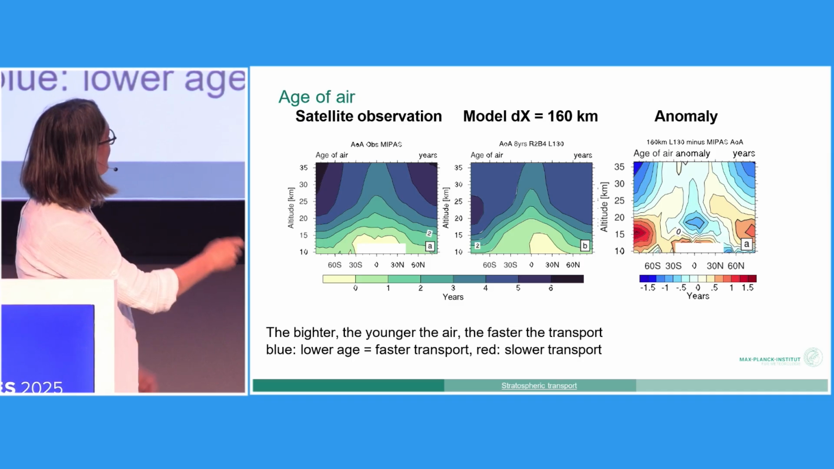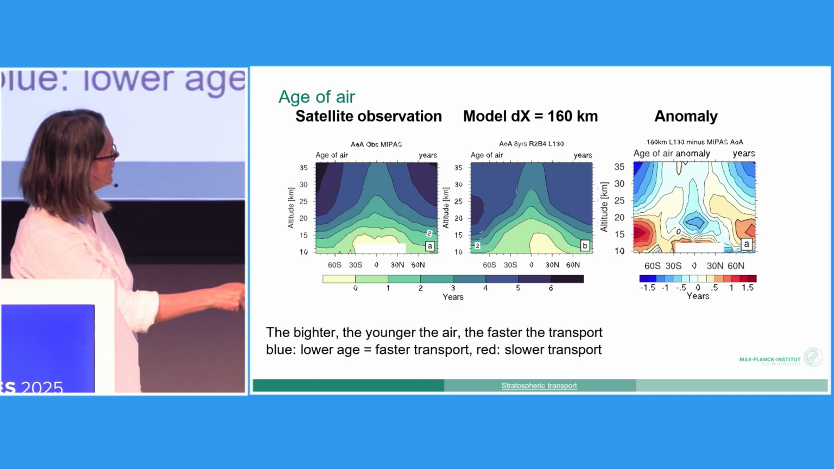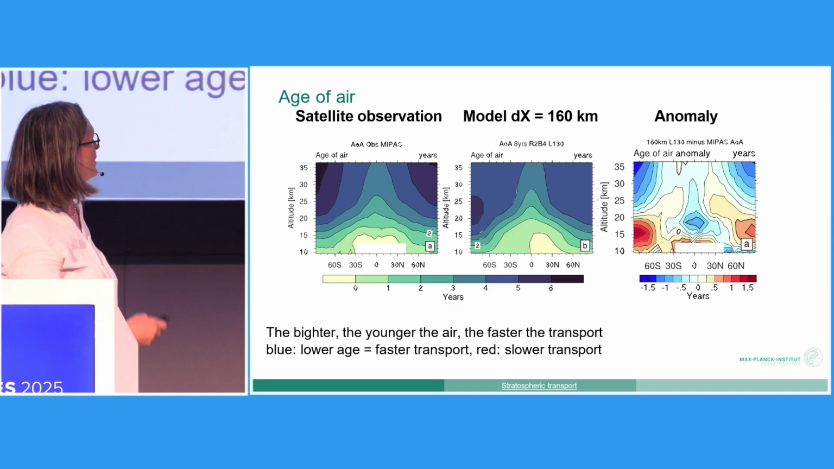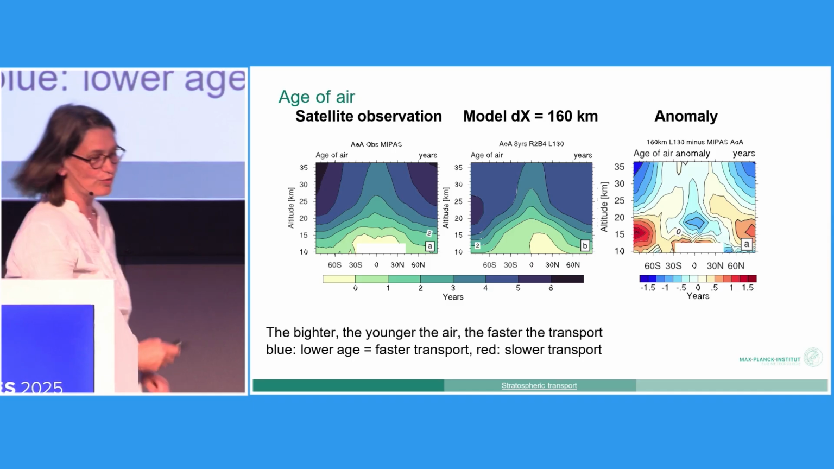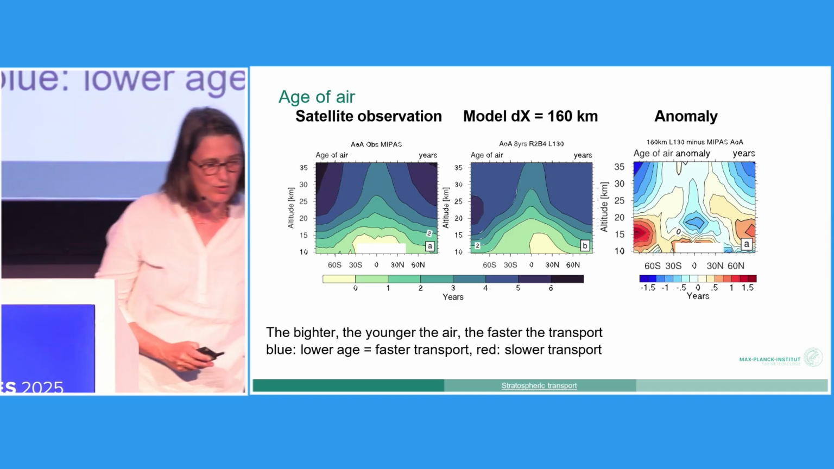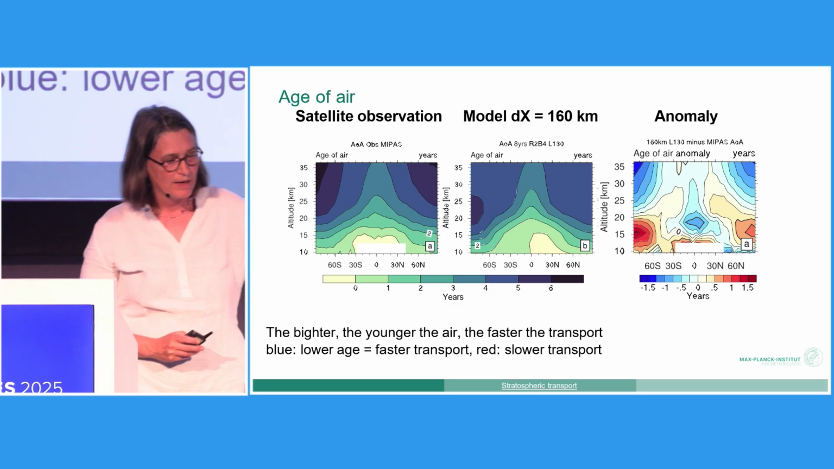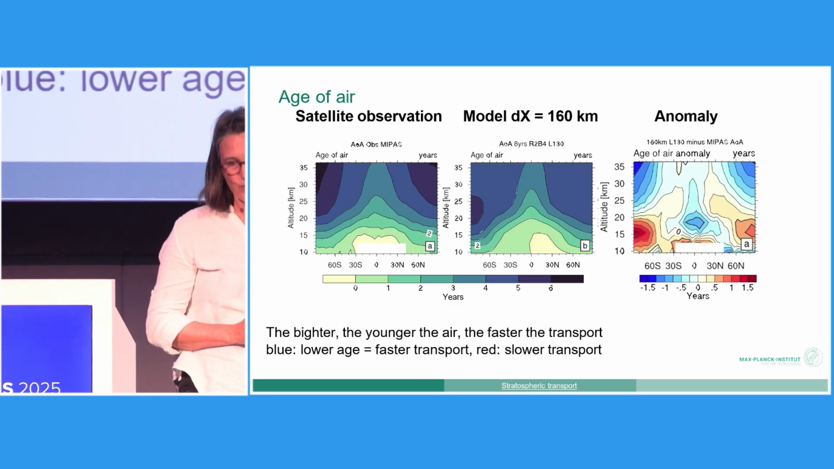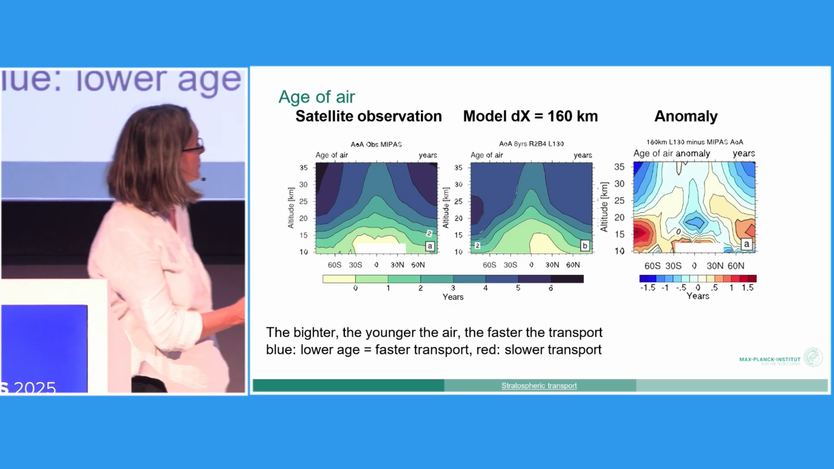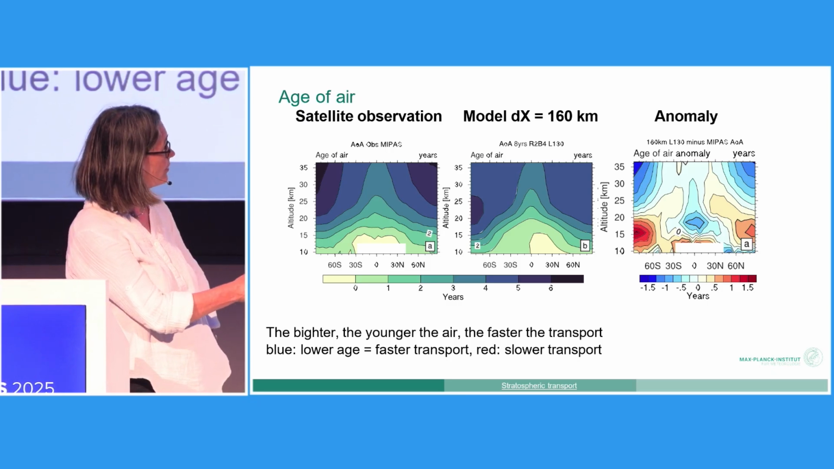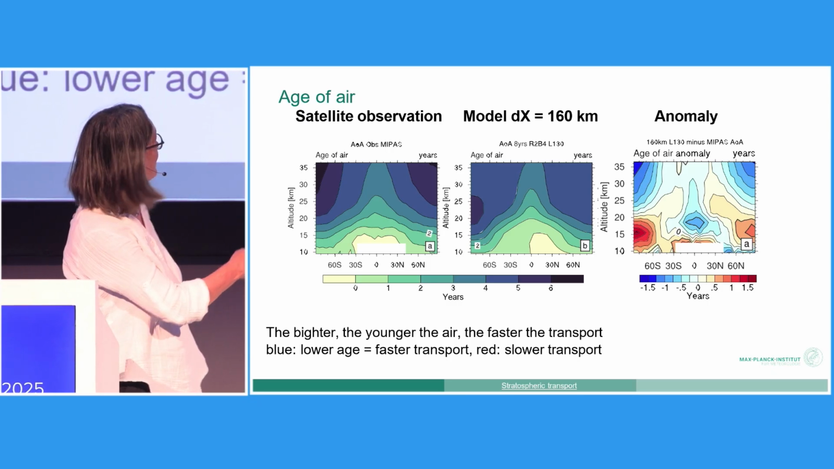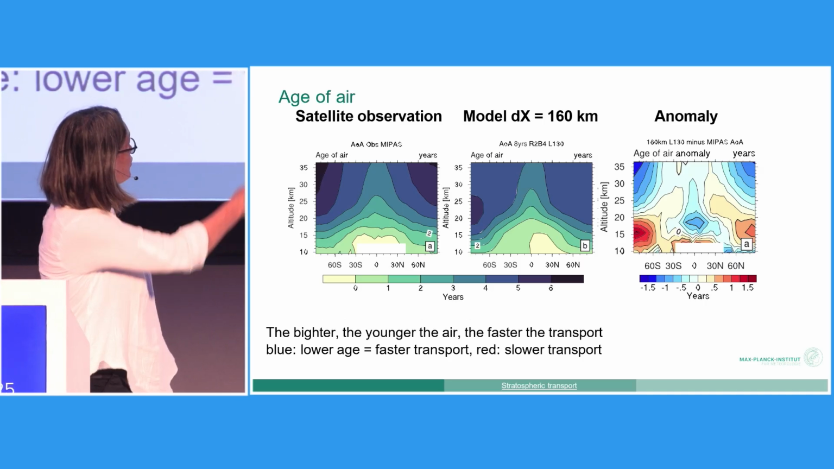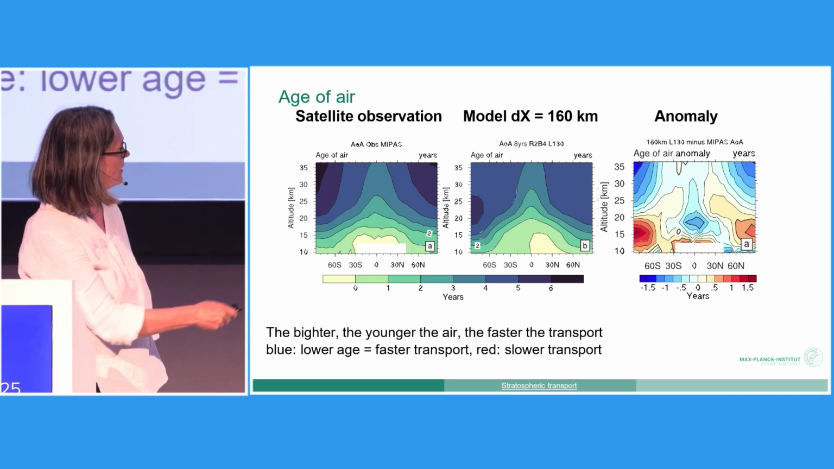So when we compare this, or look here at the anomaly, which is the difference between the two, we see that overall I'm very happy with this. It seems to be quite good, but the model is slightly faster. So the air within the model is a little bit younger. Especially here in the tropical tropopause it's blue, so with this model we have a little bit too strong upward transport.